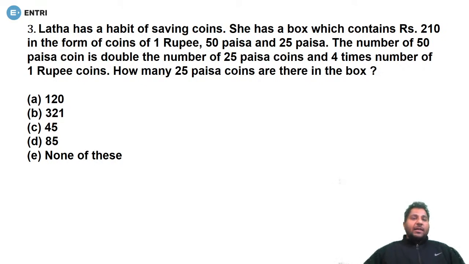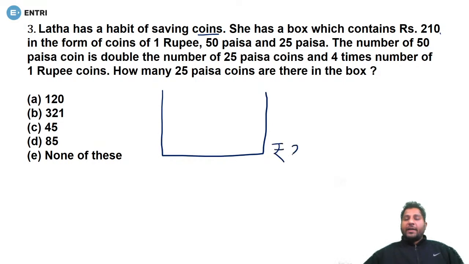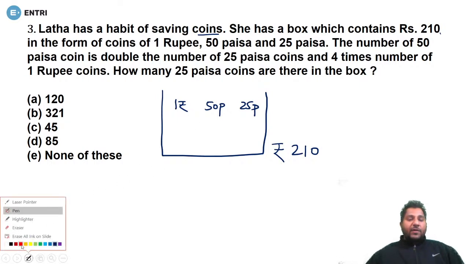Lalita has a habit of saving coins. She has a box which contains 210 rupees in the form of 1 rupee, 50 paisa and 25 paisa coins. We are talking about the number of 50 paisa coins, whose ratio has been given.